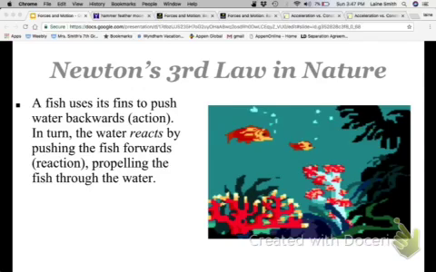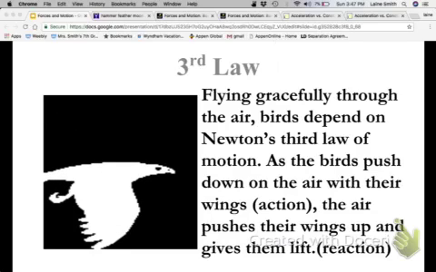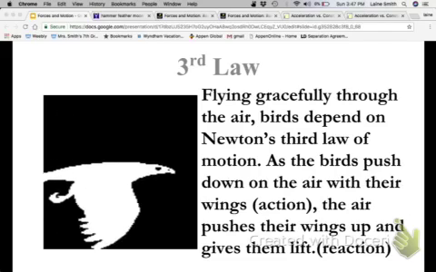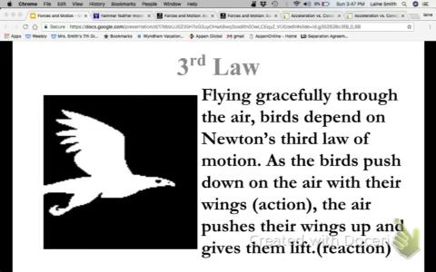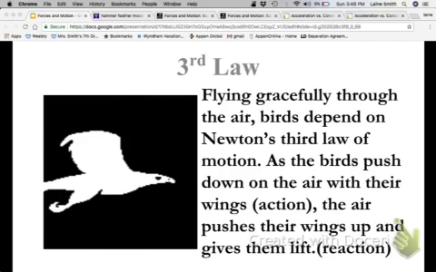Same thing with a bird. The bird is going to push down on the air, and the air is going to lift the bird upward so that the bird can fly. Those are all examples of Newton's third law. Action, reaction, okay? For every action, there's an equal and opposite reaction. That is Newton's third law of motion.